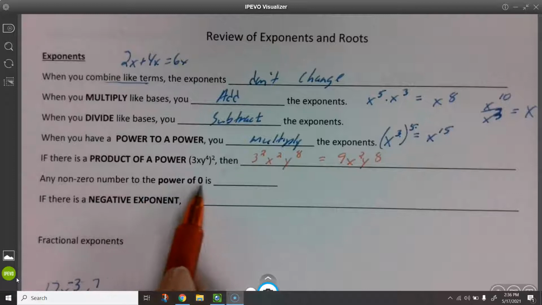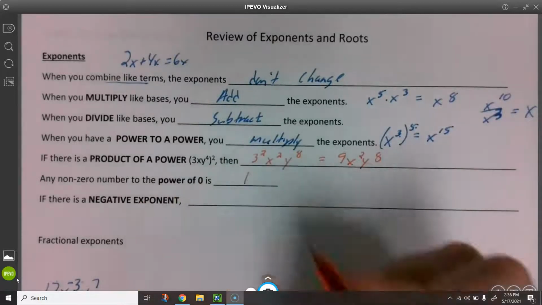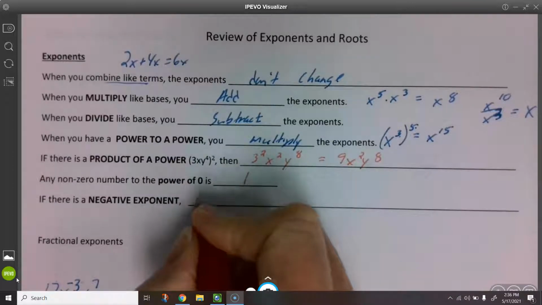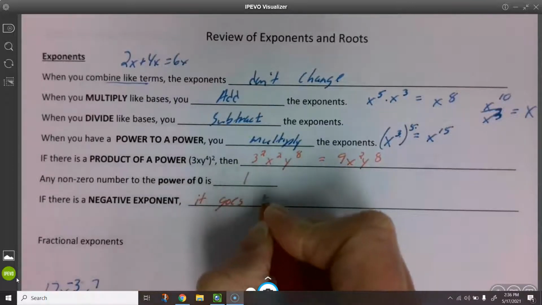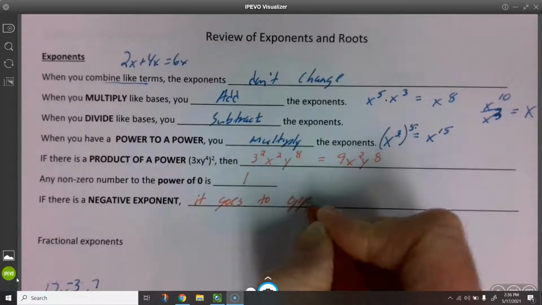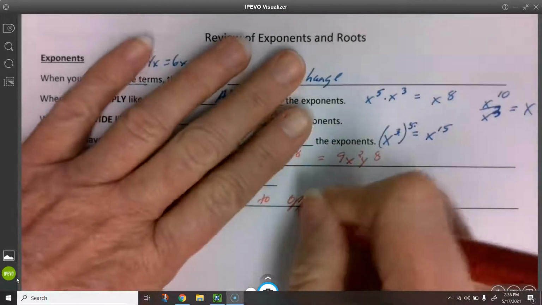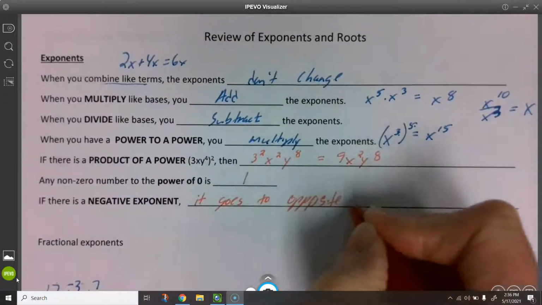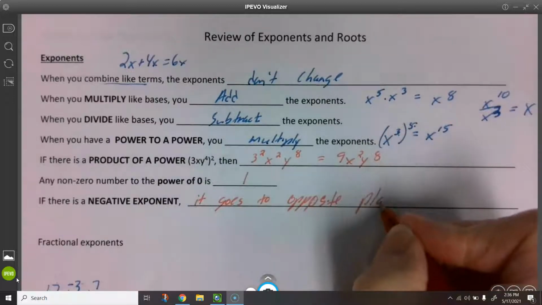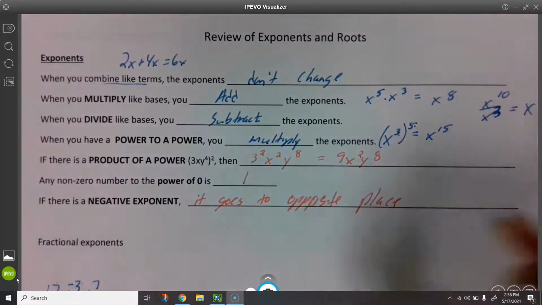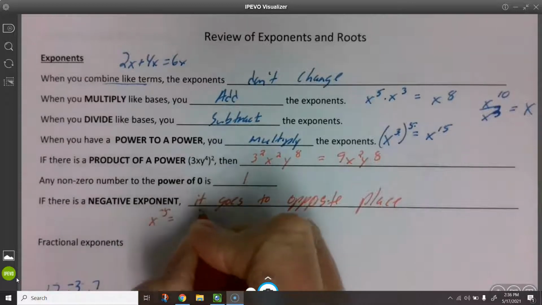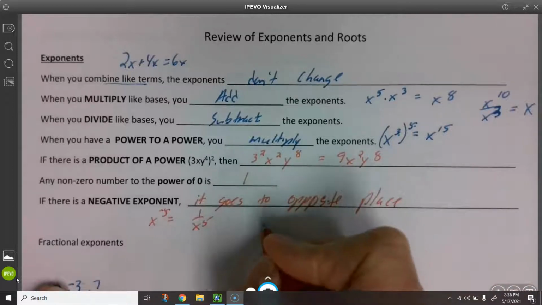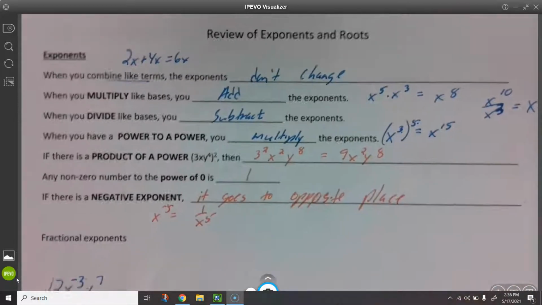Any non-zero number to the power of 0 is 1. And if there is a negative exponent, it goes to its opposite place. Opposite place. Okay, so if I have x to the negative 5, that gives me 1 over x to the 5th. We're going to practice some more in just a bit.